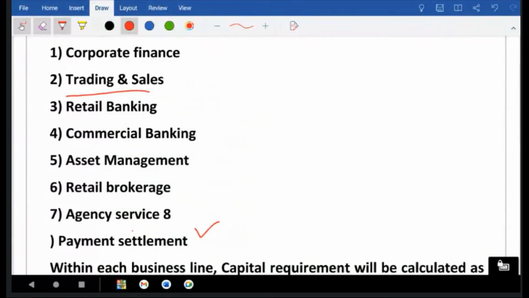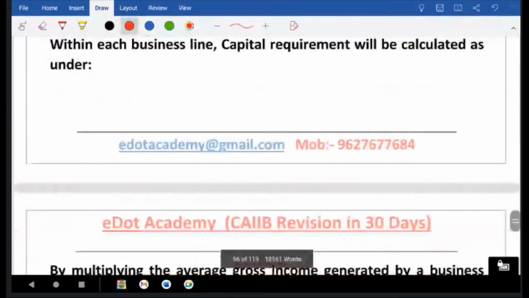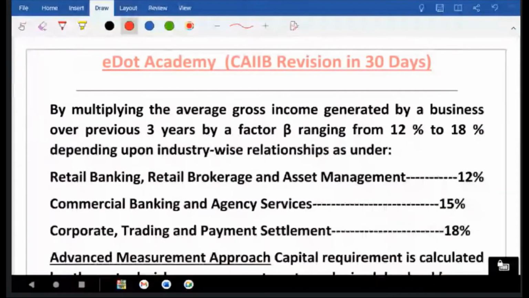So within each business line, the capital requirement will be calculated. Because there are 8 business lines here, the capital requirement will be calculated as under. How will you calculate the capital? Now the percentage is given here, by multiplying the average gross annual income generated by a business over the previous 3 years. In the basic indicator approach also, we took 3 years only. It is multiplied by a factor, given as 12 to 18%.